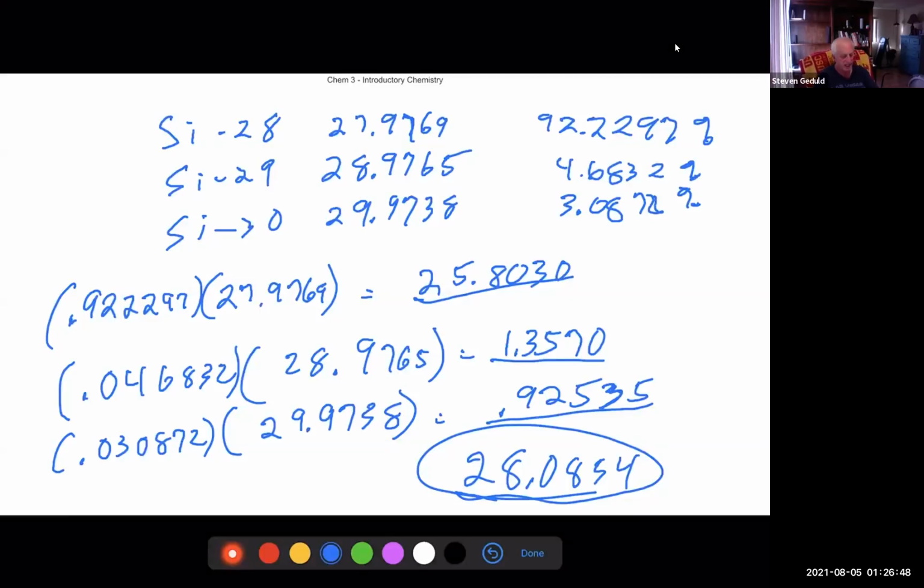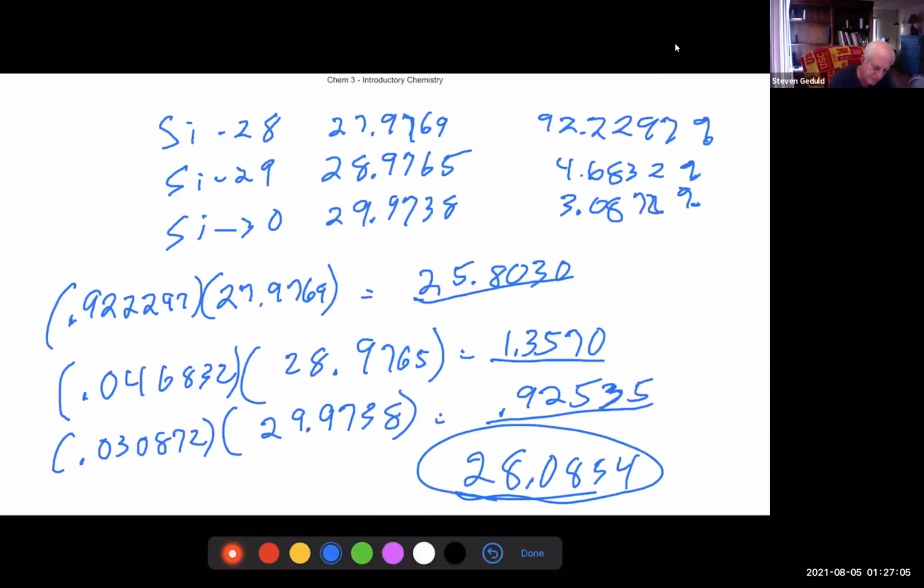All right, light energy. You're going to deal with two equations that you're going to need to know. Energy is equal to... let me do the other one first. It makes a little more sense. Let's erase that.